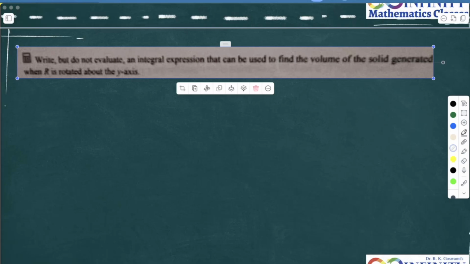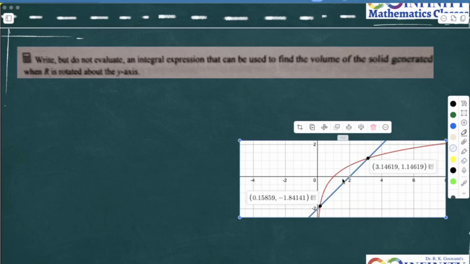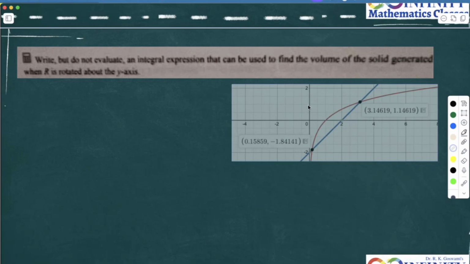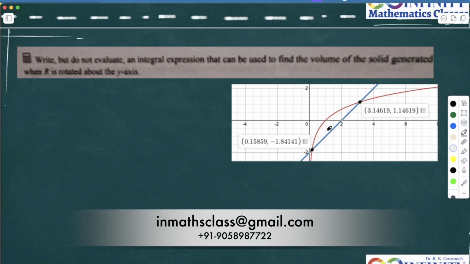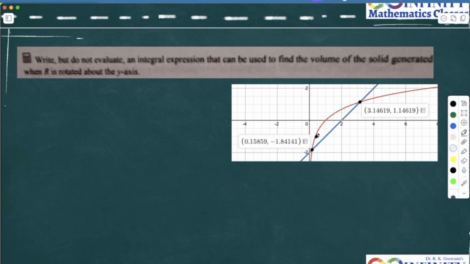Give me a second, I need to mark something. Look at the question, please, and the related figures. Do not evaluate; write an integral expression that can be used to find the volume of the solid generated when R is rotated about the y-axis. This R, the region bounded by these two curves, is rotated about the y-axis.